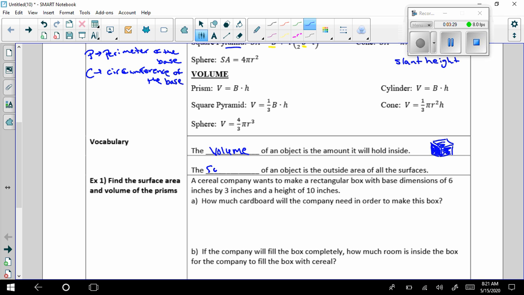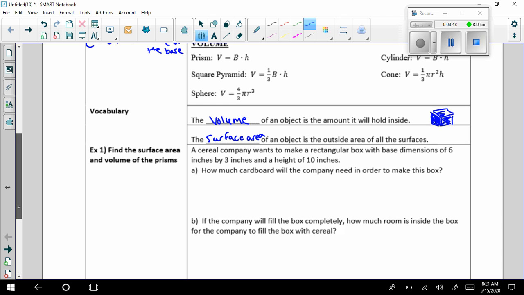The surface area of an object is the outside area of all the surfaces put together. So it'd be like, how much material did it take to make this cube? How much wrapping paper would you need to wrap this cube? So the outside area, when laid flat, is two-dimensional.